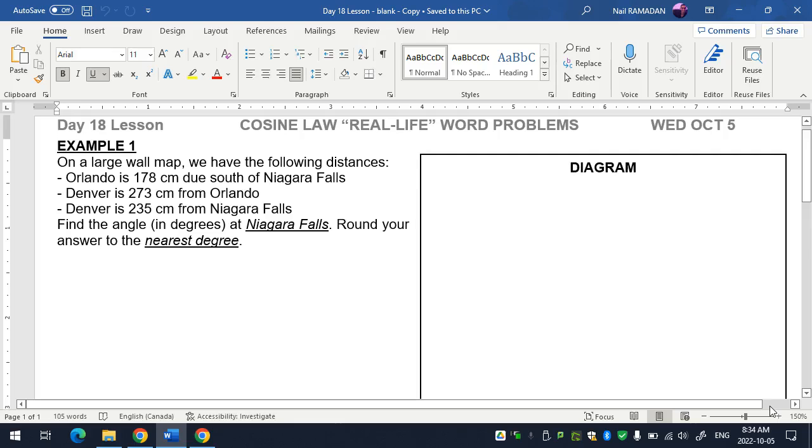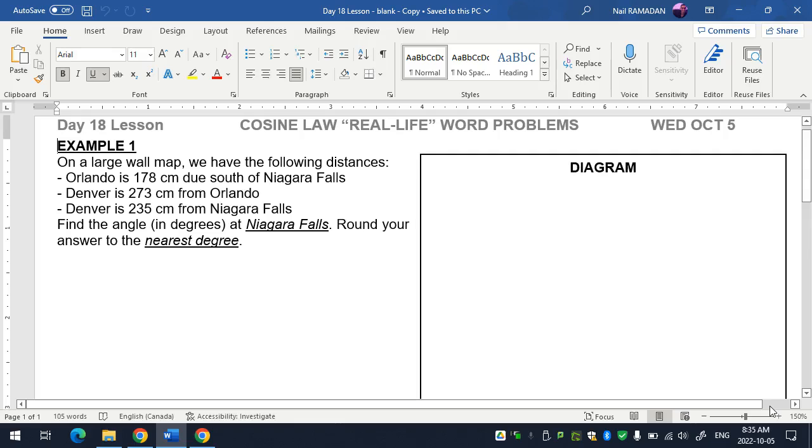What does due south mean? Like when you say that Orlando is due south of Niagara Falls. Yes, so if you're at Orlando and you move south, you go to Niagara Falls. Okay, so it's 178 centimeters going straight down.